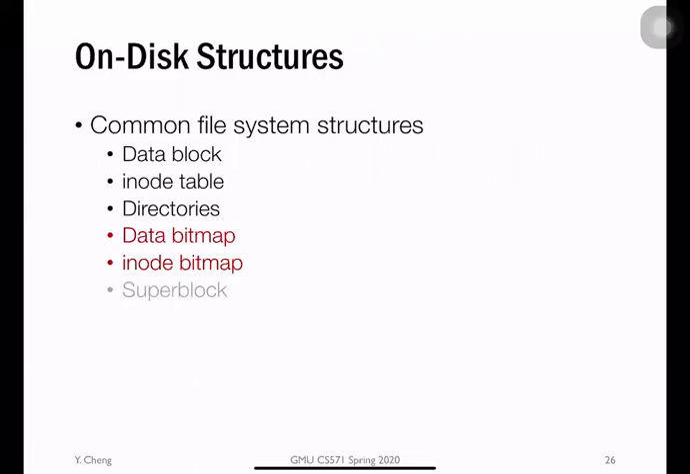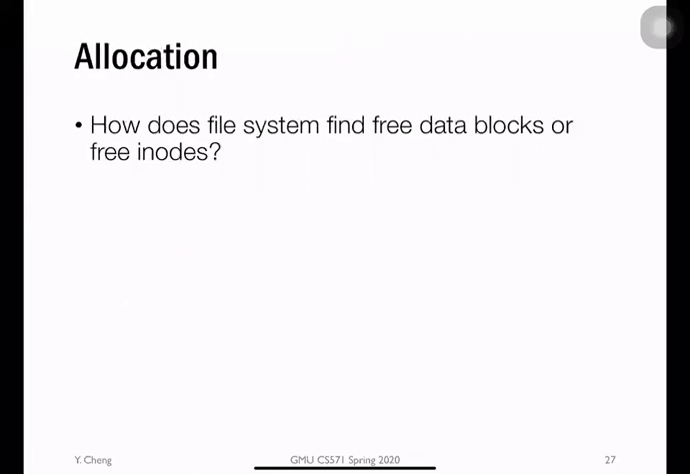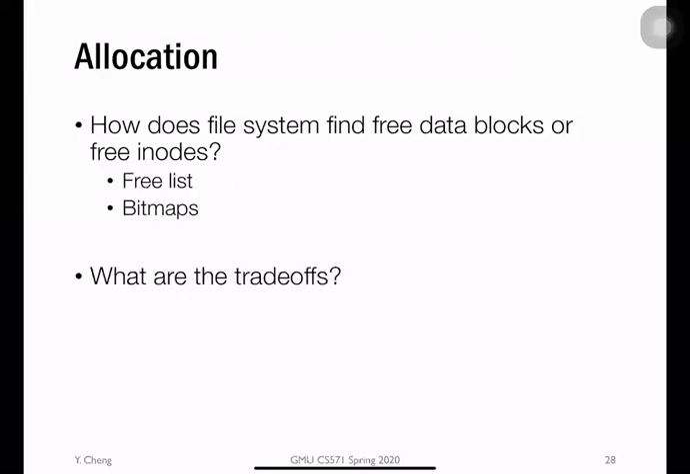So the next set of data structures are the data bitmap and inode bitmap. This has something to do with disk space allocation, how to allocate the disk space for storing the file data. Okay, so the question is, how does the file system find the free disk blocks or the free inode blocks? It could use various different data structures, various different ways to keep track of that, right? So one typical way is to use a linked list based free list data structure, which is used to link together all the free blocks that are available for allocation.